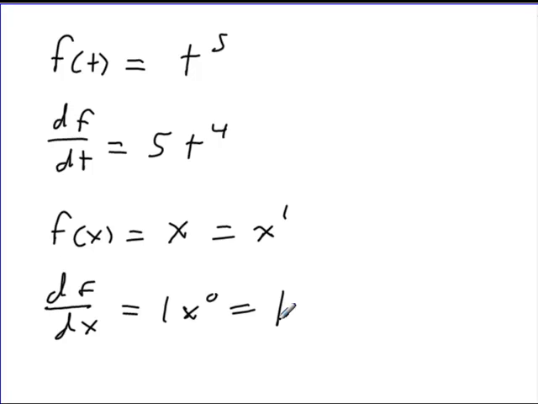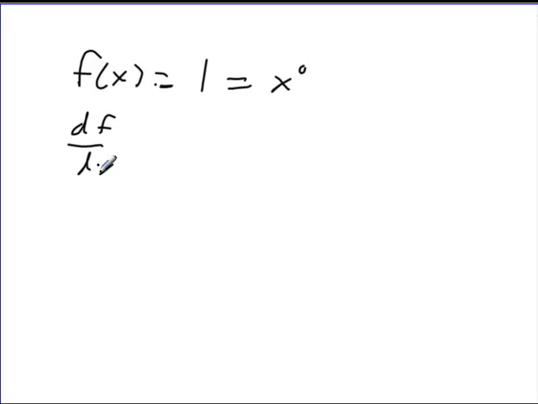Well, what if I take a derivative of a constant? Well, if I have f of x equals 1, that's simply x to the 0. And df dx will equal 0 times x to the 0 minus 1, which would be negative 1, but it's multiplied by a 0, so it is simply 0.